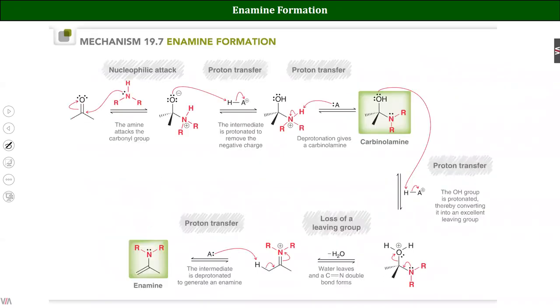Right? And so that's what the rest of this mechanism looks like. You start by making the carbinolamine, just like before with the imine. And you make the same intermediate.